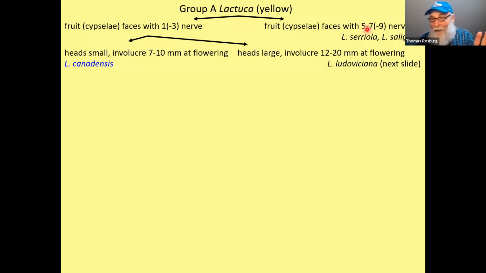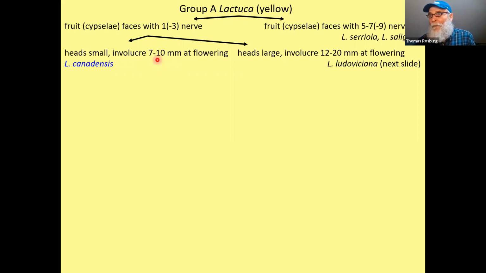And the way this works out is that these two species are non-native, prickly lettuce and willow-leaf lettuce, Serriola and Saligna, and these two, Canadensis and Ludoviciana, are native. So the two native ones have the fruits with just one nerve. And how do we separate Canadensis, which is really very, very common, from Ludoviciana, the prairie lettuce, which is not nearly as common? It's the size of the involucre. It's the size of those capitula, those heads.